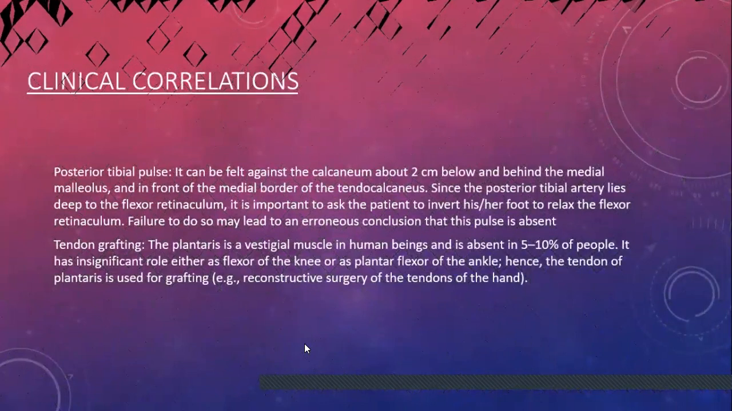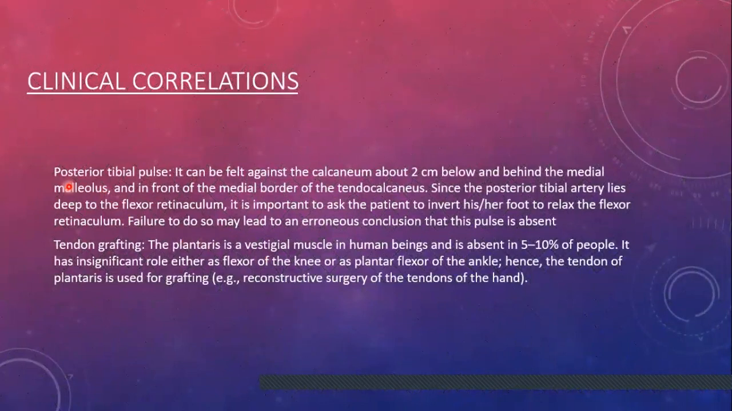Now let's look at some clinical correlation. We have the posterior tibial pulse, which can be felt against the calcaneum about 2 centimeters below and behind the medial malleolus in front of the medial border of tendocalcaneus. Now, since the posterior tibial artery lies deep to the flexor retinaculum, you must ask the patient to invert his or her foot to relax the flexor retinaculum, and failure to do so may lead to an erroneous conclusion that the pulse is absent. So you must relax this flexor retinaculum so as to feel the artery. And how will you relax? Ask the patient to invert his or her foot.